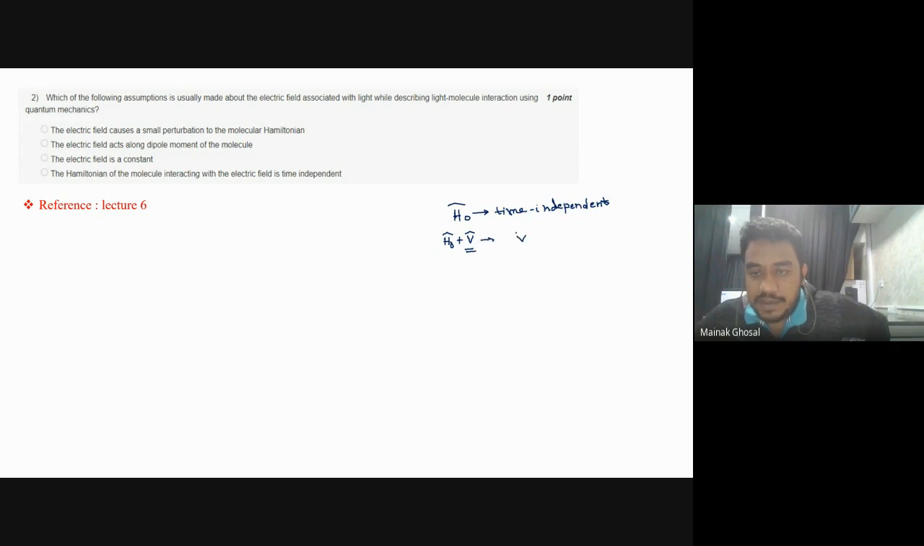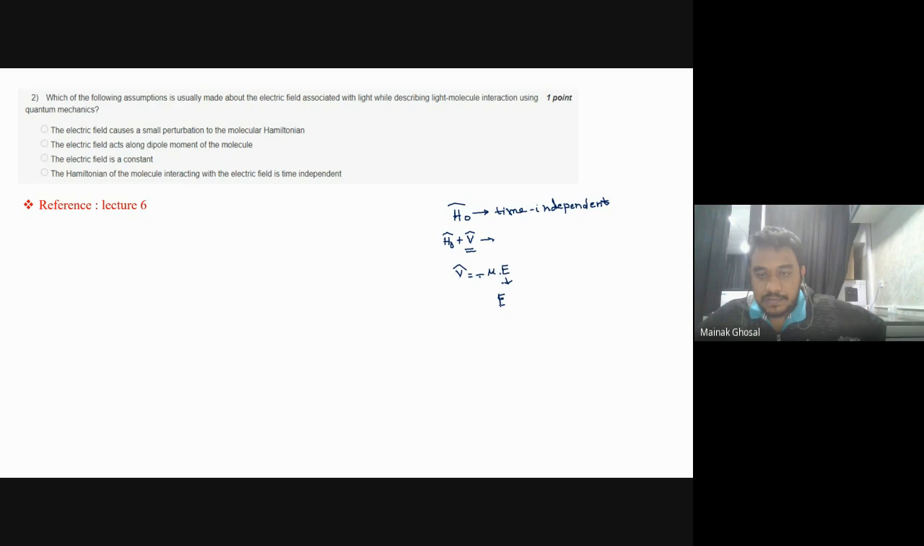V can be defined as V is equal to minus mu into E. Okay, there will be a negative sign. You can write this V as minus of mu into E.